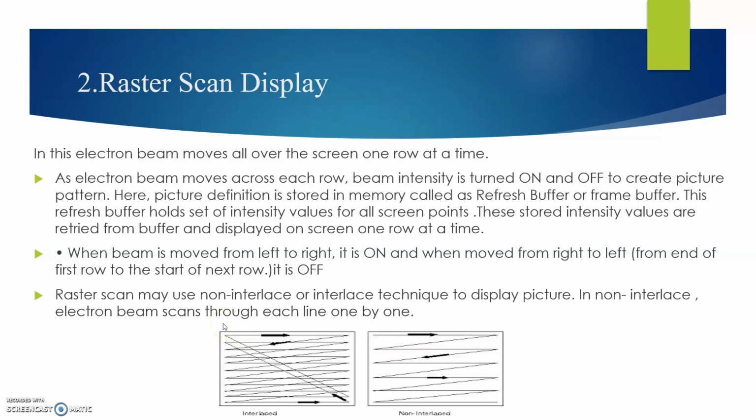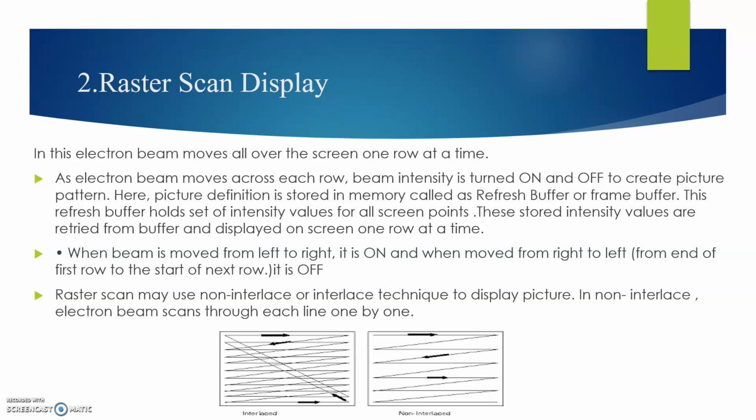The next display device is the raster scan display. In this, the electron beam moves all over the screen one row at a time. As the electron beam moves across each row, the beam intensity is turned on and off to create a picture pattern. Here the picture definition is stored in memory called the refresh buffer or frame buffer. This refresh buffer holds a set of intensity values for all screen points. These stored intensity values are retrieved from the buffer and displayed on the screen one row at a time.